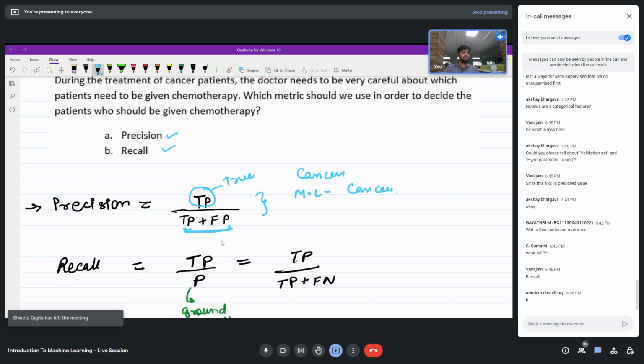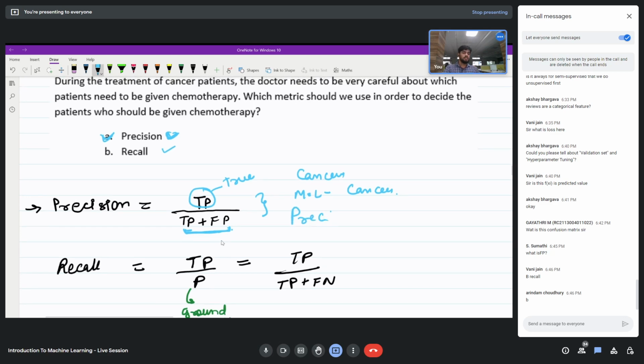Okay. So what should you try to optimize? You should look at precision in this case. This is not B, but actually A. If precision is high, then if the machine learning algorithm is saying that the person needs chemotherapy, then they actually need chemotherapy.